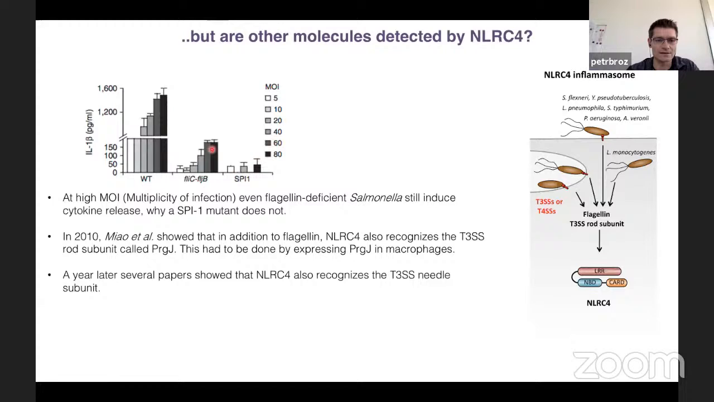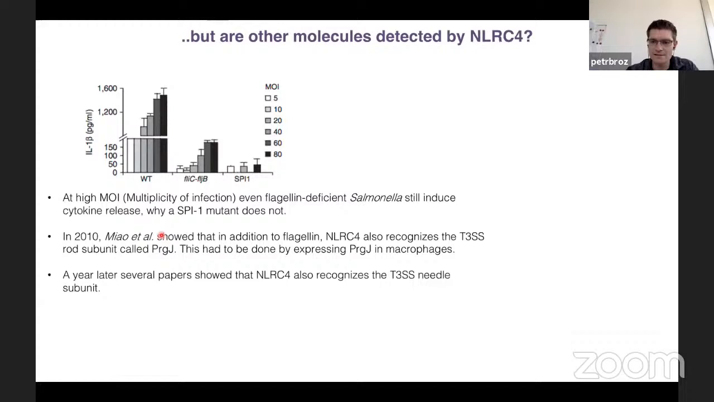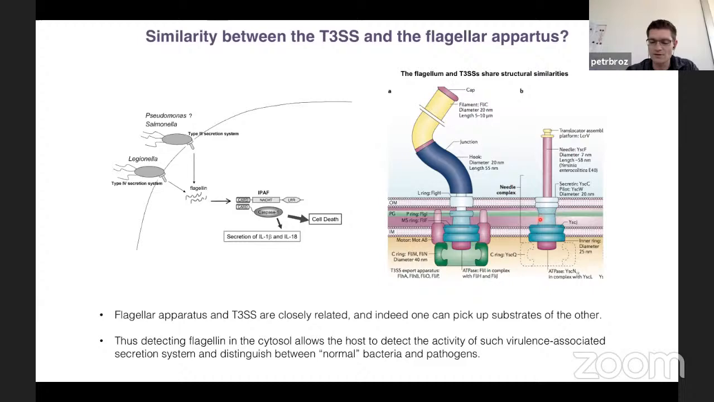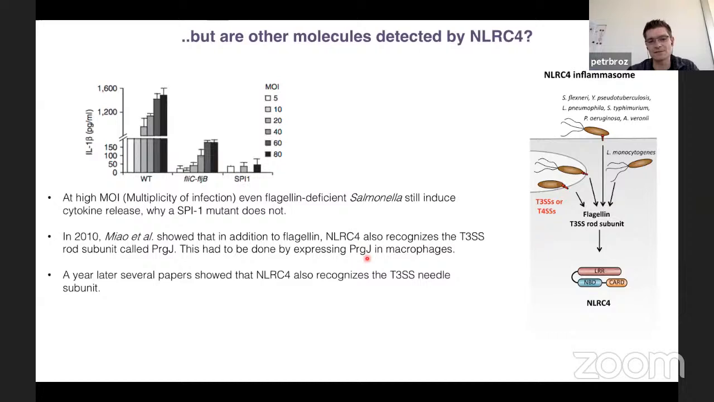And indeed, in 2011, Ed Miao again showed that in addition to flagellin, NLRC4 also recognizes the type 3 secretion rod subunit, which is called PrgJ in Salmonella. So if I go back, this part here is also recognized by NLRC4. That was done by just expressing this protein in macrophages, and it activated NLRC4.